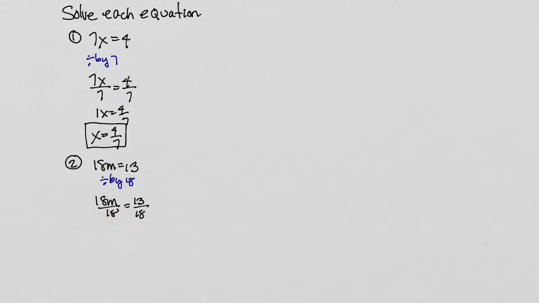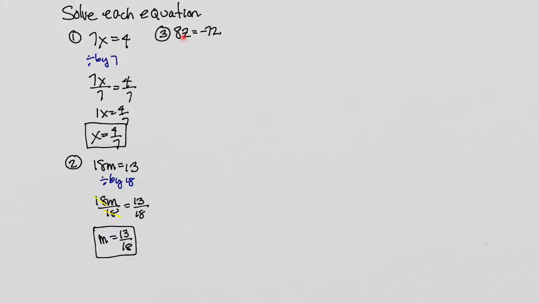You might even want to say that those 18s cancel. Some people say that. It's really a division. 18 into 18 is 1, so we get 1m equals 13 over 18. Let's move on to number 3.